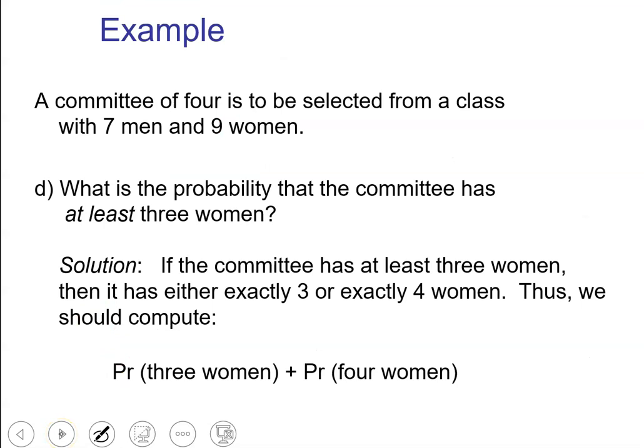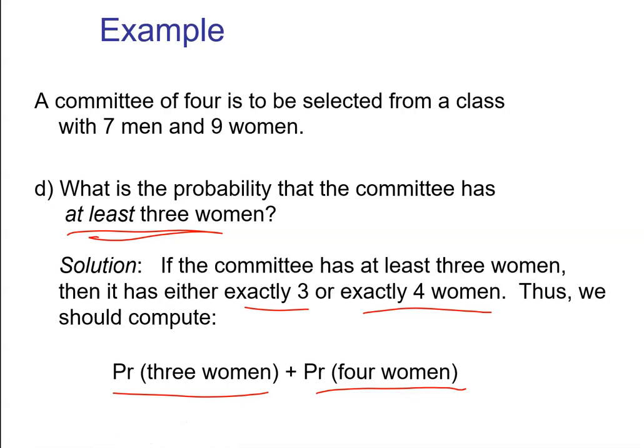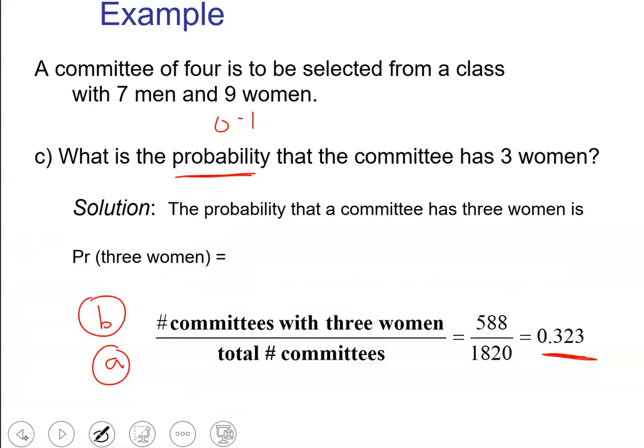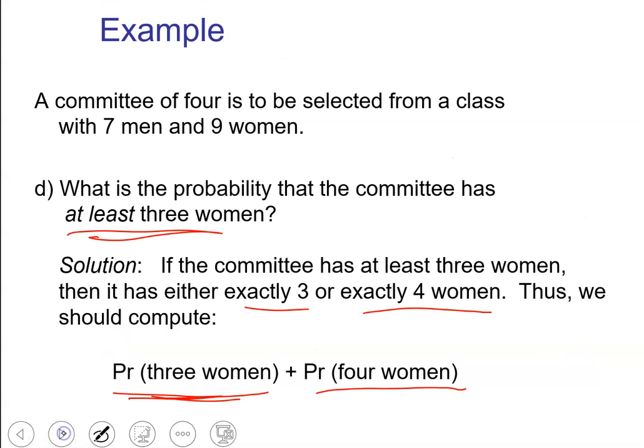Next question. What is the probability that the committee has at least 3 women? Okay, so let's take a look at this. If the committee has at least 3 women, it has either exactly 3 or exactly 4 women. So then we need to figure out the probability of having 3 women and add it to the probability of having 4 women. Okay, so from our previous example, we already know the probability of 3 women, which was 0.323. So we need to now focus on, okay, what's the probability of having 4 women? So we need to calculate that.